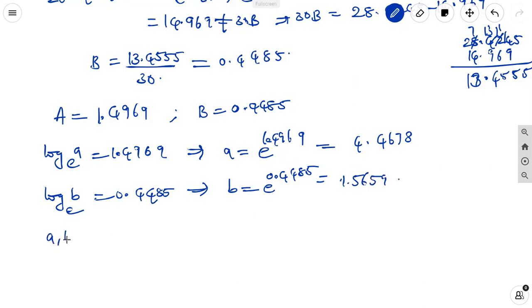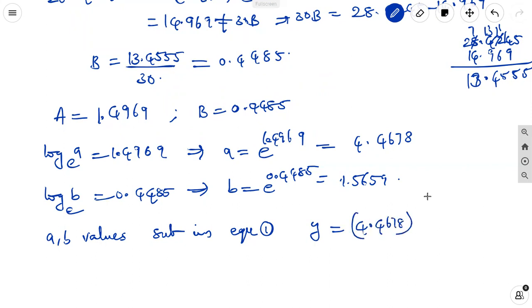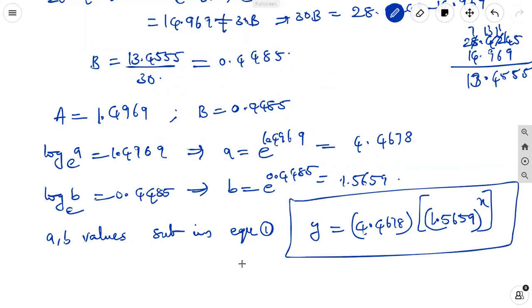So these a, b values we substitute in equation 1. So small y is equal to 4.4678 into 1.5659 whole power x. Small a, b power x, this is the fitted curve in the power form. The curve is in the power form and it can be calculated by the least squares method.